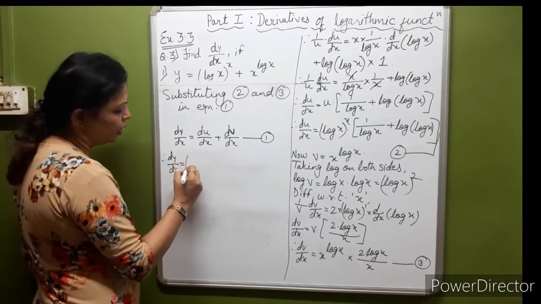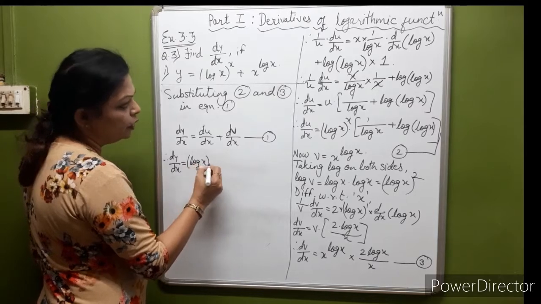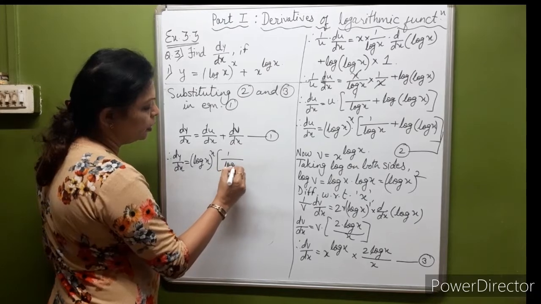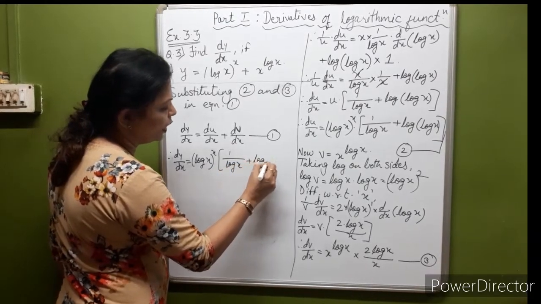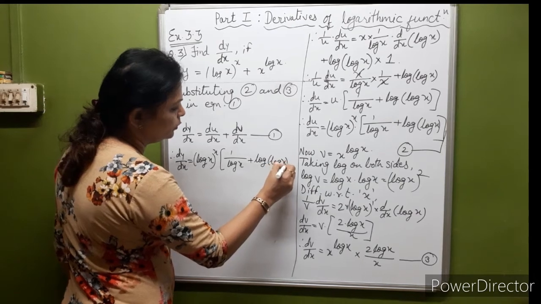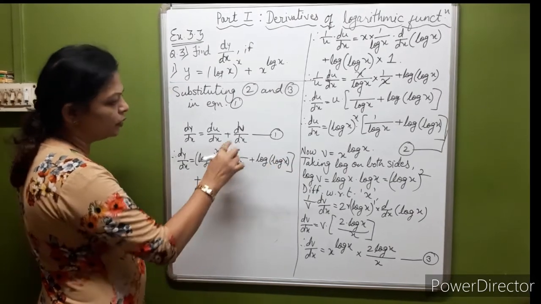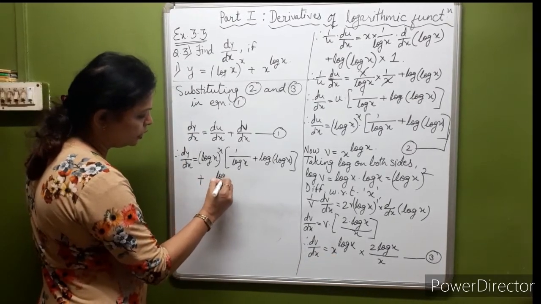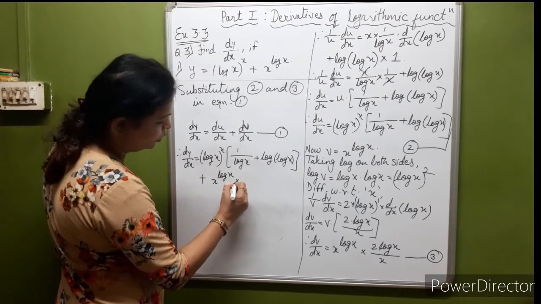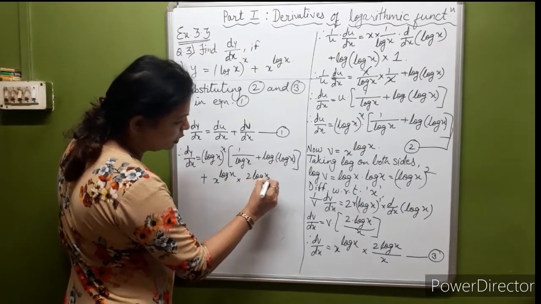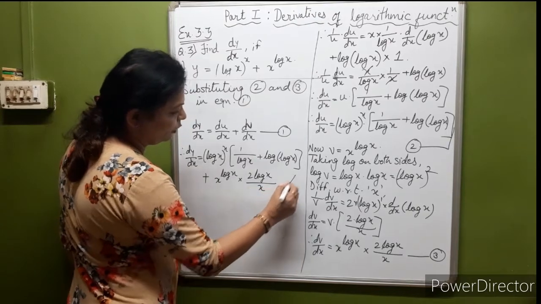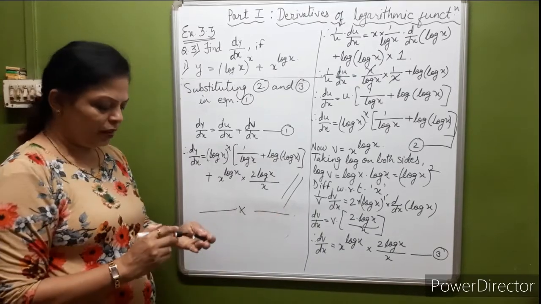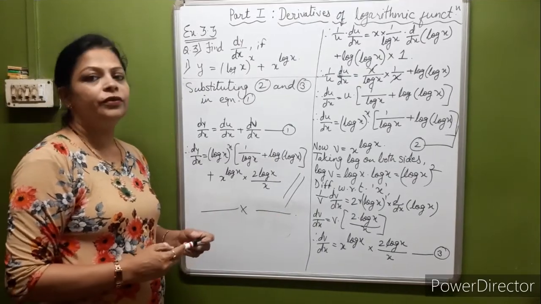The answer will be a little longer. Never mind. (log x) raised to x into 1 upon log x plus log of log x, plus now dv by dx, that is this term, x raised to log x into 2 log x upon x. This is your final answer, dy by dx. So that completes the first sum of question number 3.